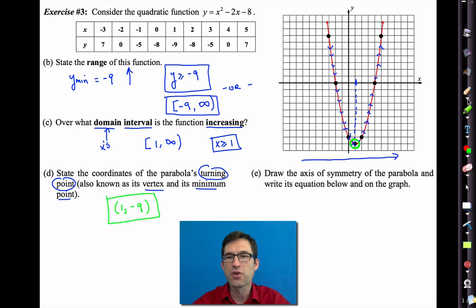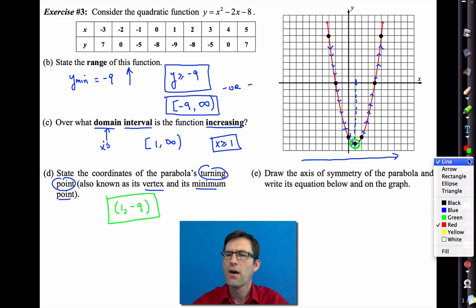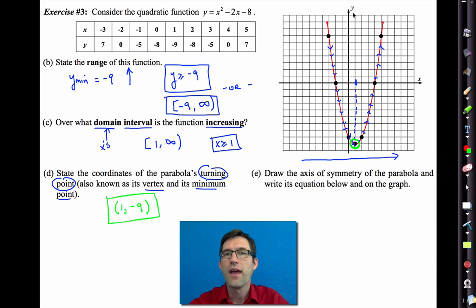Now letter E. Draw the axis of symmetry of the parabola and write its equation below and on the graph. All right, so every parabola is symmetric, meaning that it looks the same on one side as it does on the other. In the parabolas that we're going to be dealing with, the axis of symmetry is always a vertical line, okay? I think I'll go green on it. In this case, the axis of symmetry is right here, all right? And its equation, because it's a vertical line, is x equals a number, specifically x equals 1.